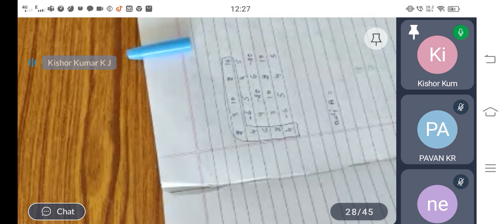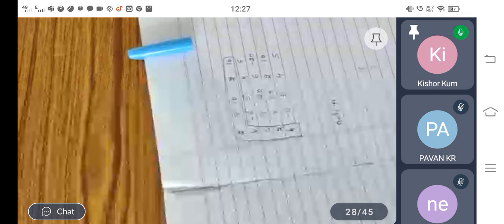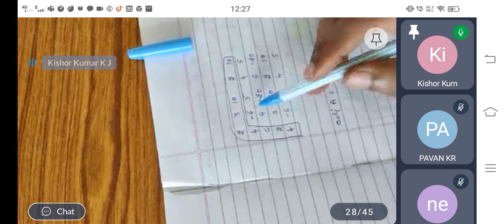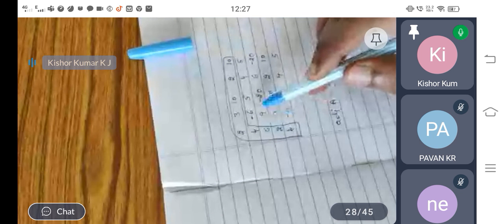So what will we get as the adjoint of A now? As per the rule, we have to move further, just go for a multiplication of this by considering the first 4 elements.